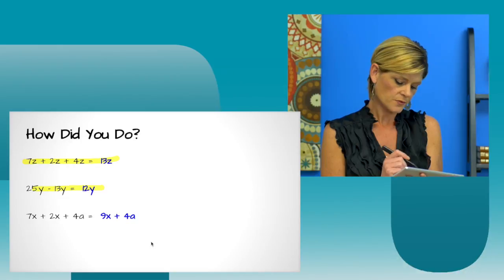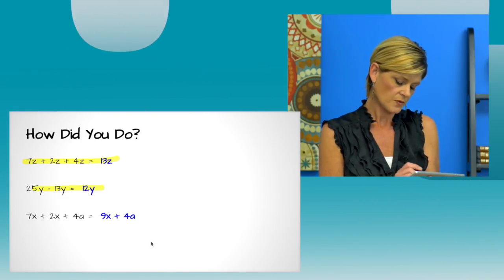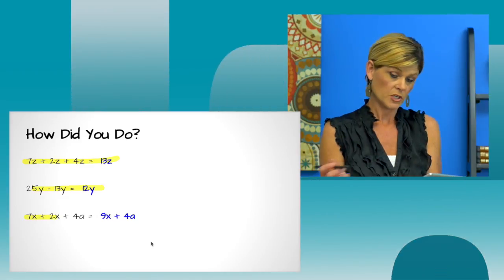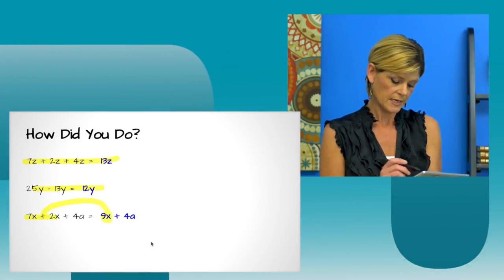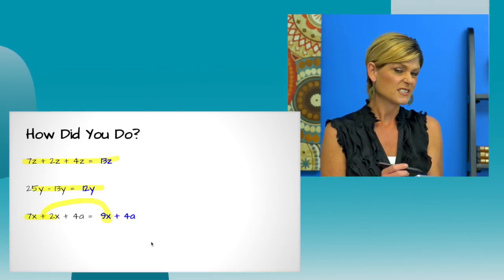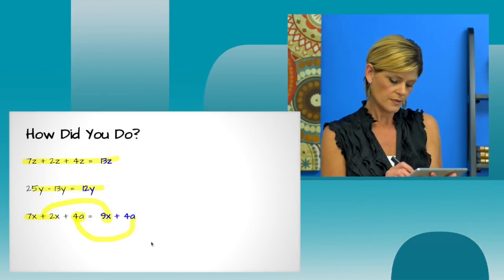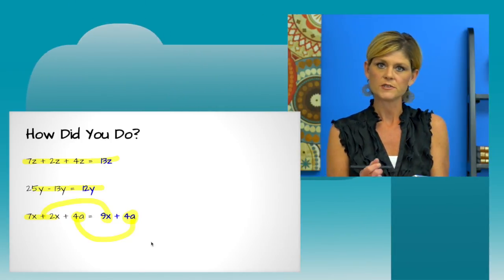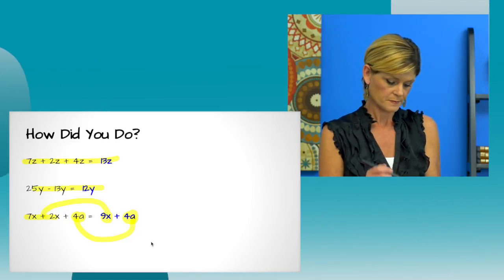7x plus 2x plus 4a. Now here we have kind of a mixture of things going on because we've got 7x and 2x, which I can combine because they have like terms, and it gives me 9x. But the 4a, a is not x, they're different variables. We'll just continue that on the other side of the plus sign. So we just have now 9x plus 4a.